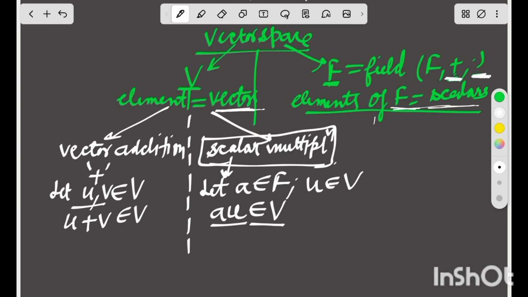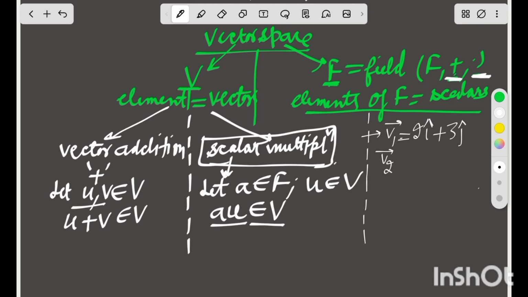I don't know whether it is correct or not, but as per my thinking, the sum of two vectors is a vector and the product of a vector with a scalar is a vector. This is the vector v1 and another vector is i plus j cap. So what is the sum of these two vectors? It is 3i plus 4j cap. So the sum of two vectors is a vector. Therefore, vector addition is what? If we take two vectors, their sum is also a vector.